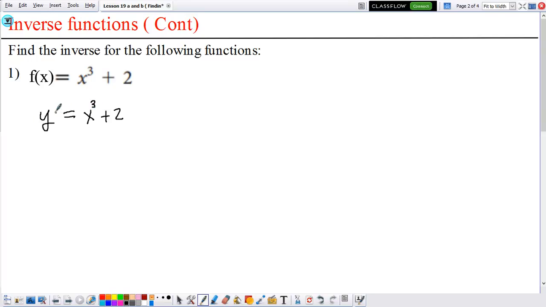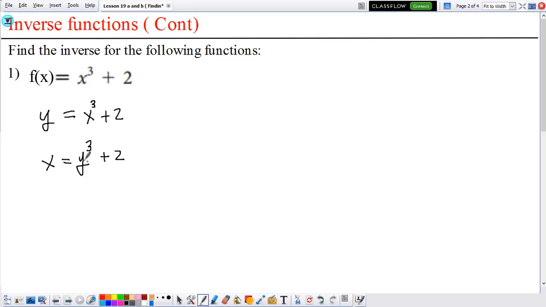The second step is the most important. You're going to flip the x's with the y's. So if I see a y, it becomes an x. And if there's an x, it becomes a y. So notice that it is the same equation. We just flip the x's and the y's. And lastly, our last step is to solve for a new y. So we want to solve for this y.